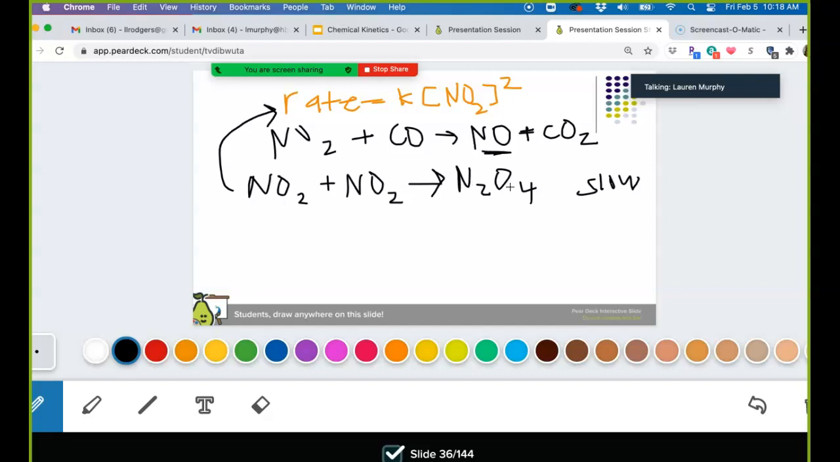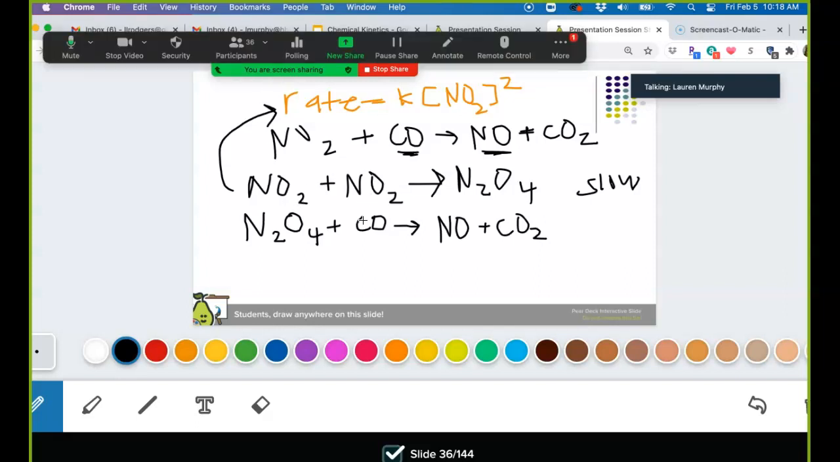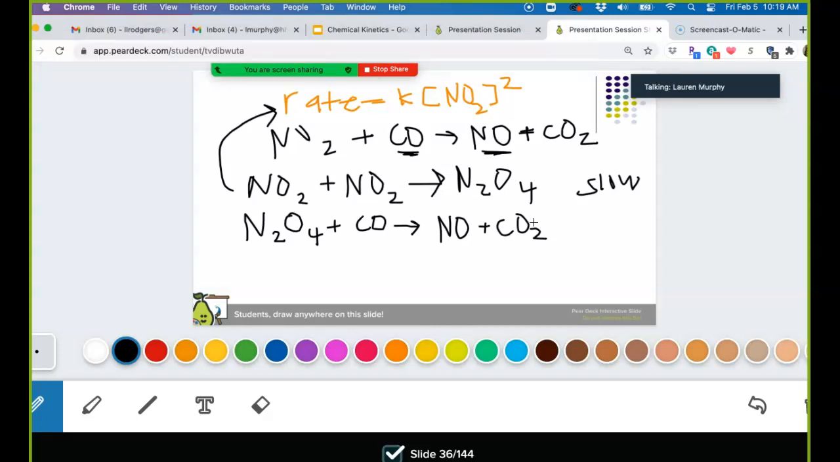Okay. Now, I just made something that's not in my overall reaction, so I better get rid of it in the next step, right? So, again, I'm making this up as I go. I'm just playing around with elements. Now, I know I have to have carbon monoxide in my overall reaction, so I'm going to throw it in there. And I also know I better get NO and CO2 out, so I better put those here. And then look what happens nicely. I have 2 NO2s right now, and I don't want 2 NO2s. I only want one of them. So I have to get an NO2 out so that I only have 1 left.